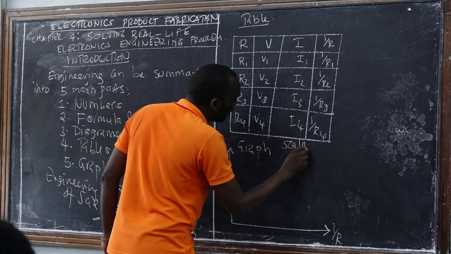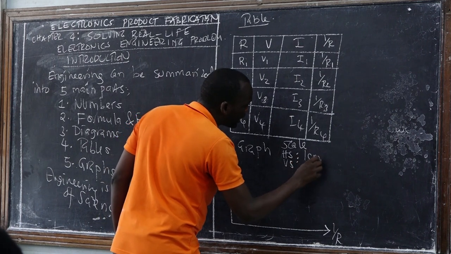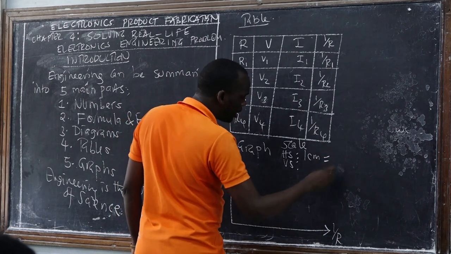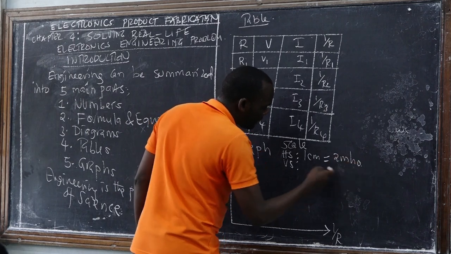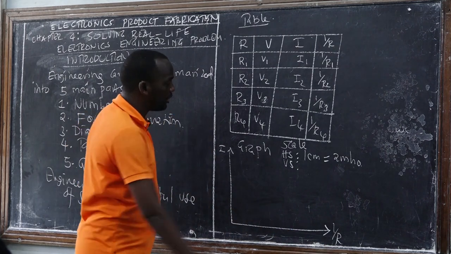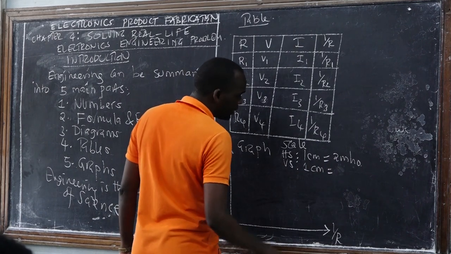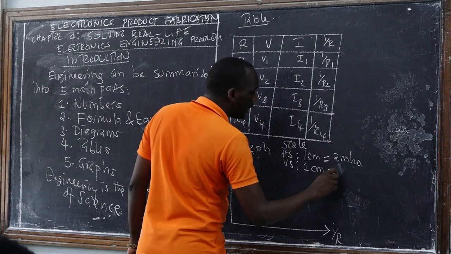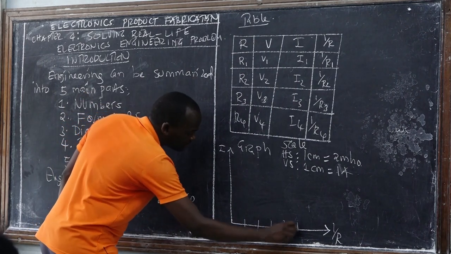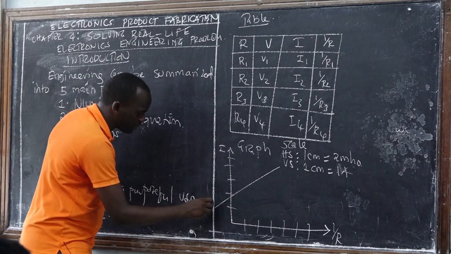Here you have to write the scale, and the scale is always a horizontal scale and a vertical scale. So you can have maybe 1 centimeter representing, let's say, 2 mho, that is per ohm, because this is the reciprocal of resistance. Maybe for the vertical scale, you can say 1 centimeter represents, let's say, 1 ampere. I'm just reminding you, I want to link with today's subject. So you can draw your graph, so you have something like this. Let's say that your graph is a straight line like this.